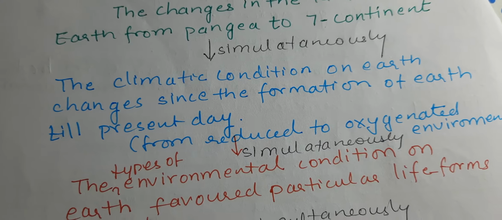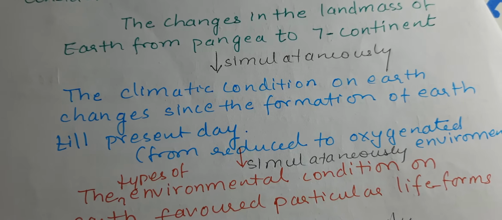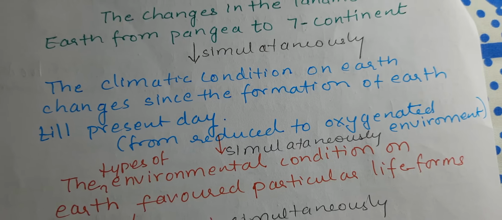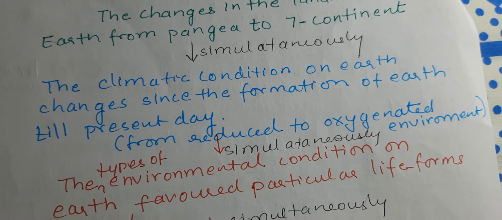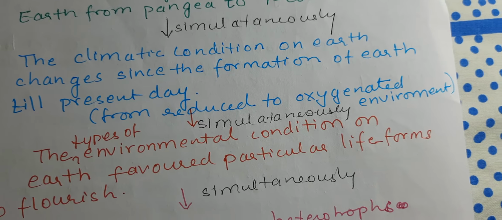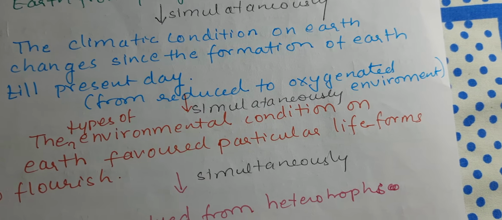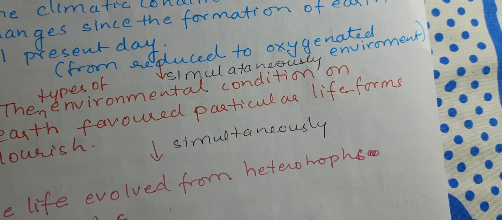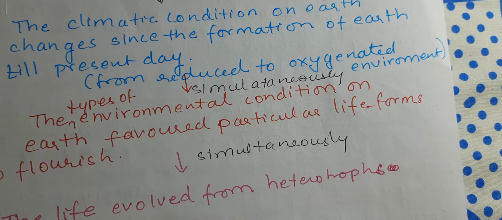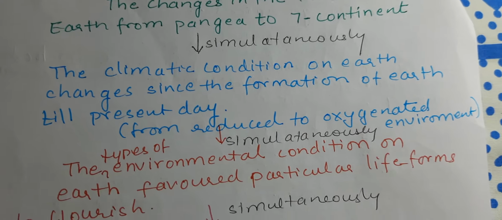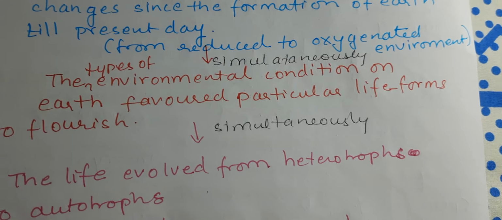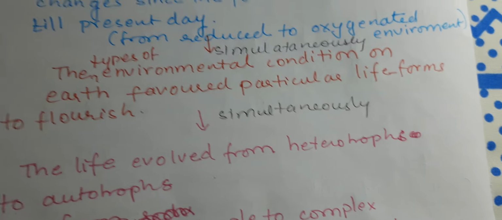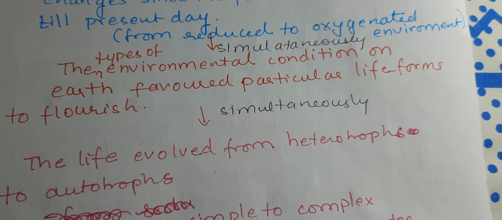So simultaneously, when this landmass was undergoing a change, there were climatic conditions which were changing on these land masses, or we can say on the earth, since the formation of earth till present day. So now what is happening? The primitive atmosphere which was reducing has changed to the oxygenated environment. So consider the changes in the environment, consider the changes in the landmass, and consider the climatic change. The types of environmental condition on the earth favored particular life forms to flourish.